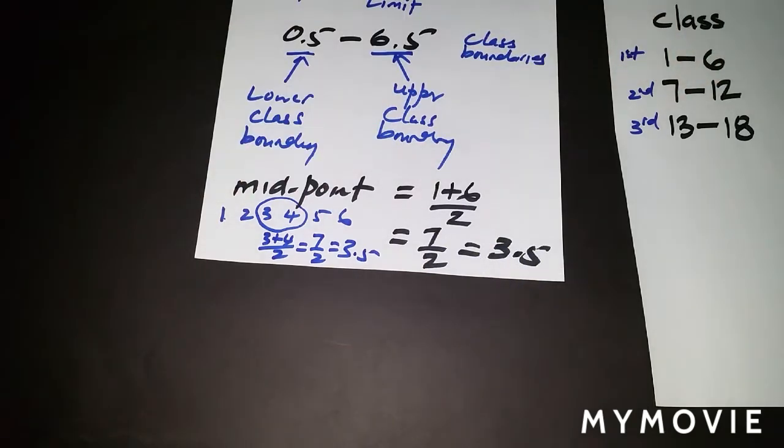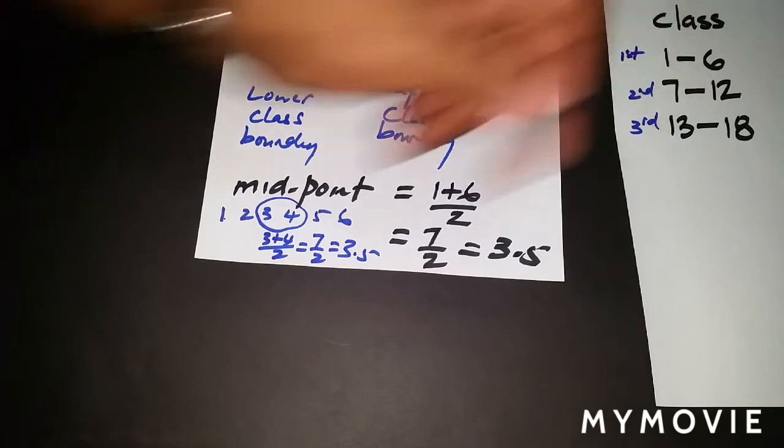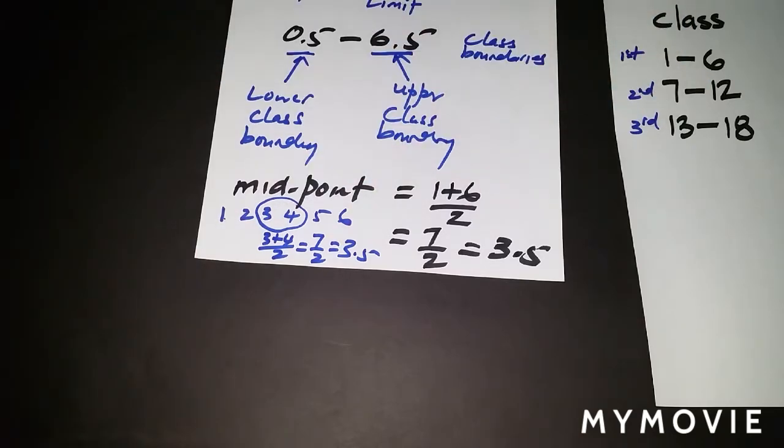Similarly here, 7 and 12 is 19. 19 divided by 2, that would give you 9.5. Here, 13 and 18, you add them together, get 31 divided by 2, that would be 15.5. So you can get the class midpoints of any class very, very easily.